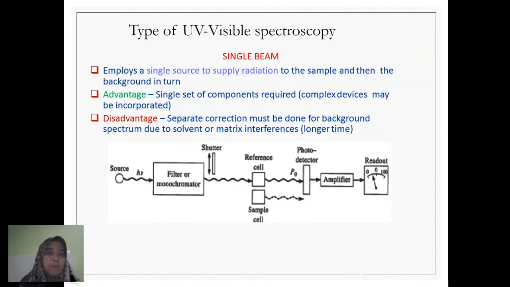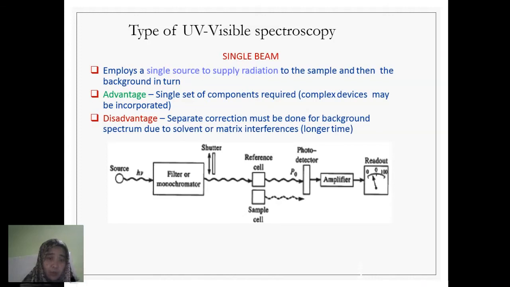Basically, UV visible spectroscopy can be divided into 2 types. What is the difference between these 2 types? The first type is single beam and the second type is double beam. Single beam employs a single source to supply radiation to the sample and then the background in turn. The advantage is that only a single set of components is required, while the disadvantage is that a separate correction must be done for the background spectrum.